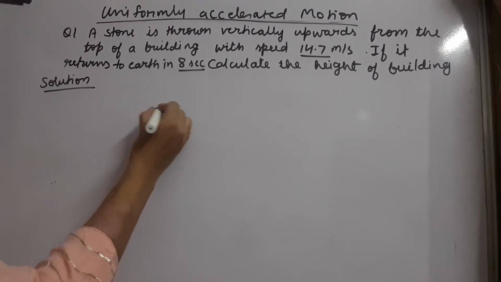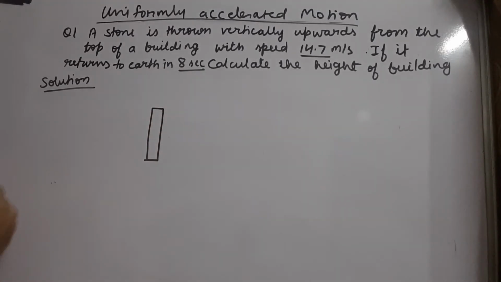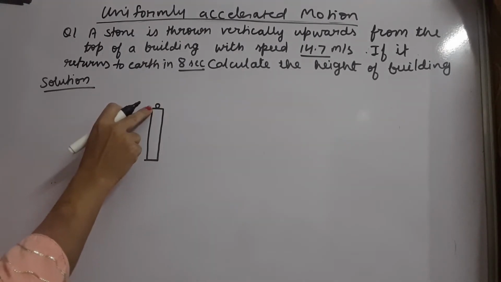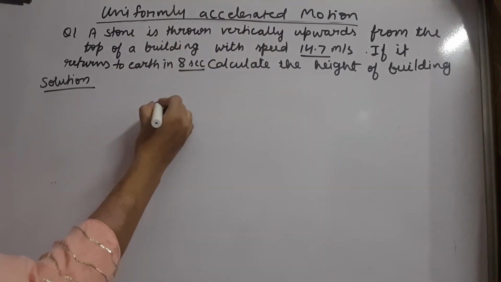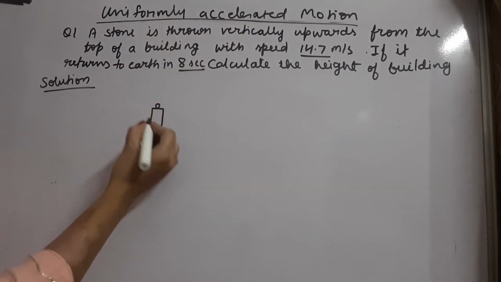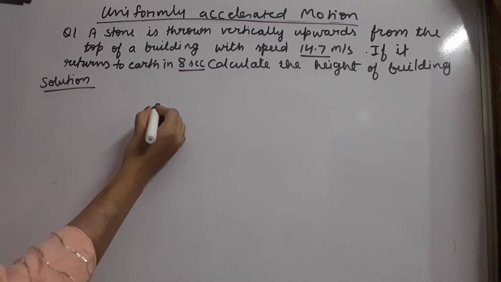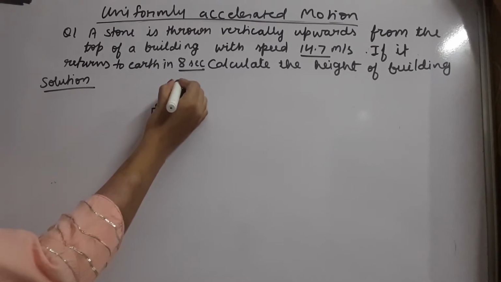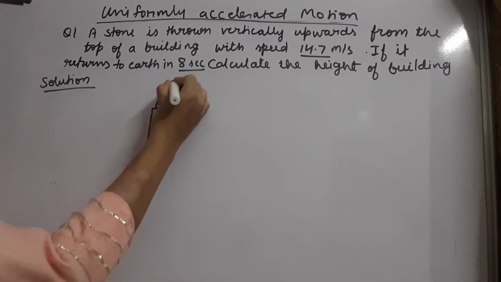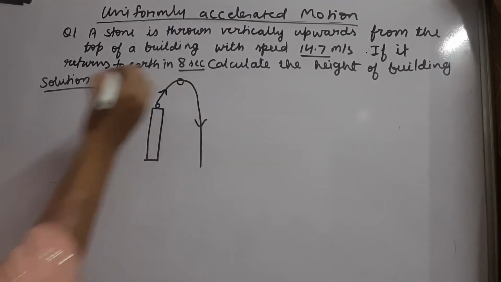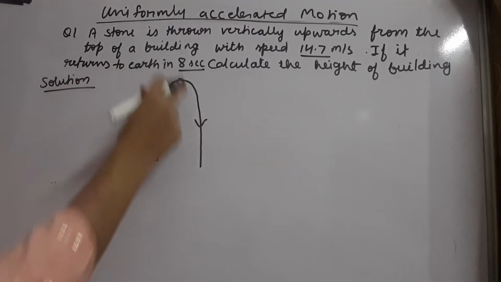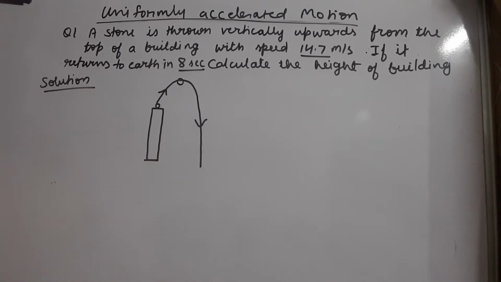It is this way that we are given a building. Now a stone is thrown from the top of the building. So one stone is thrown upward. It is written vertically upwards. So how will the motion of this stone start? Firstly the stone will move to some highest point and after that it will return back to earth. So you can see firstly the stone moved upward and then it moved downward. So this is a combined motion.